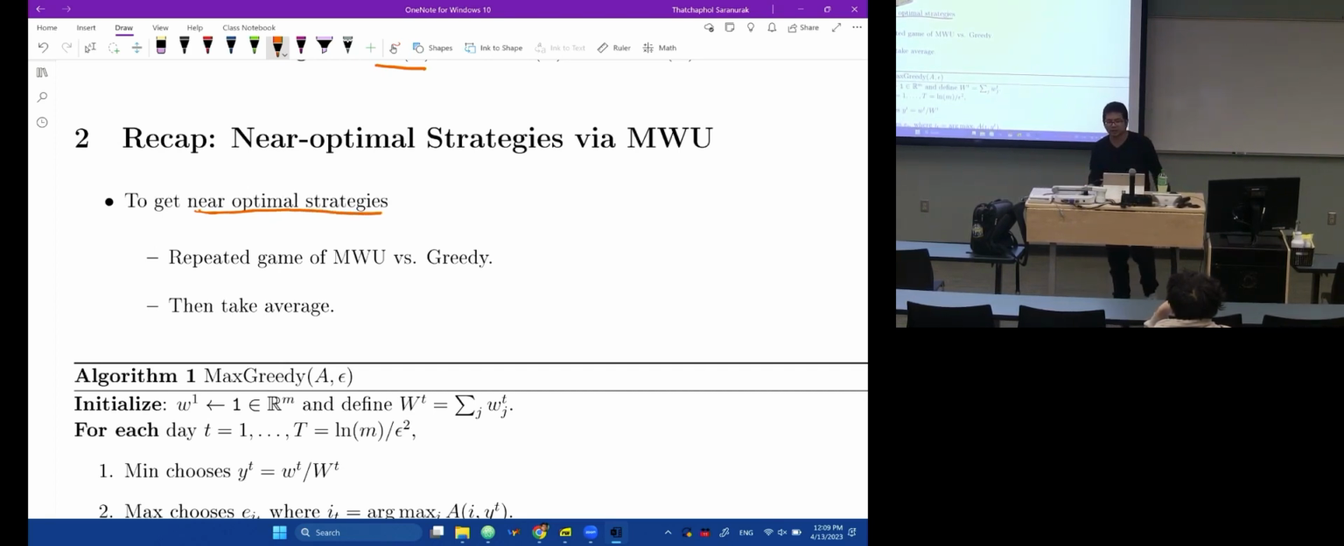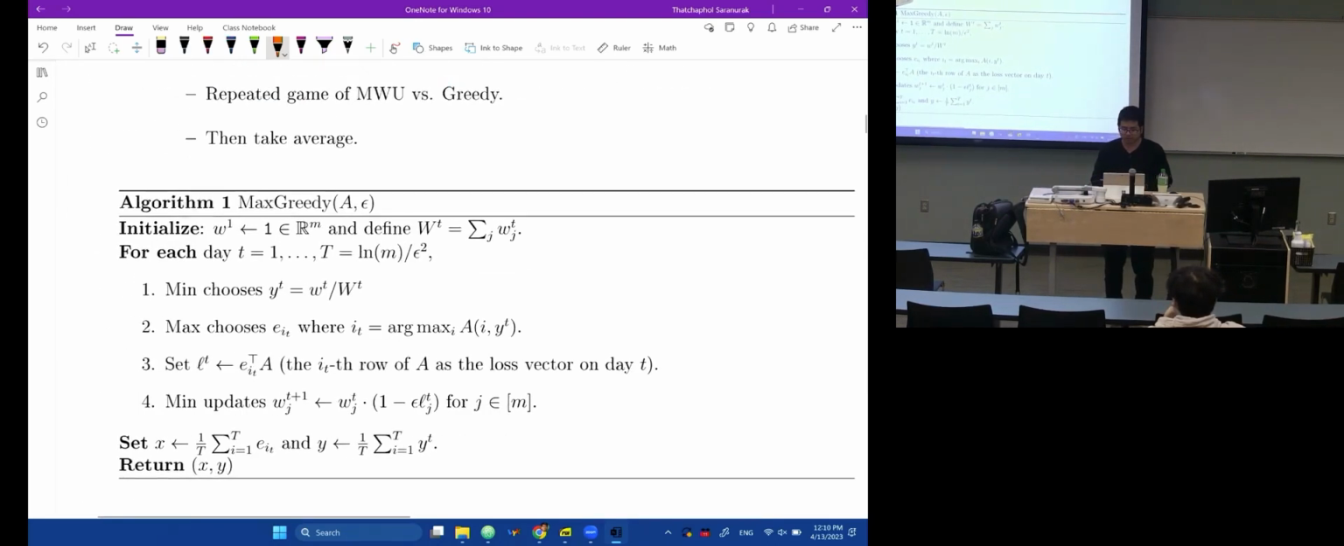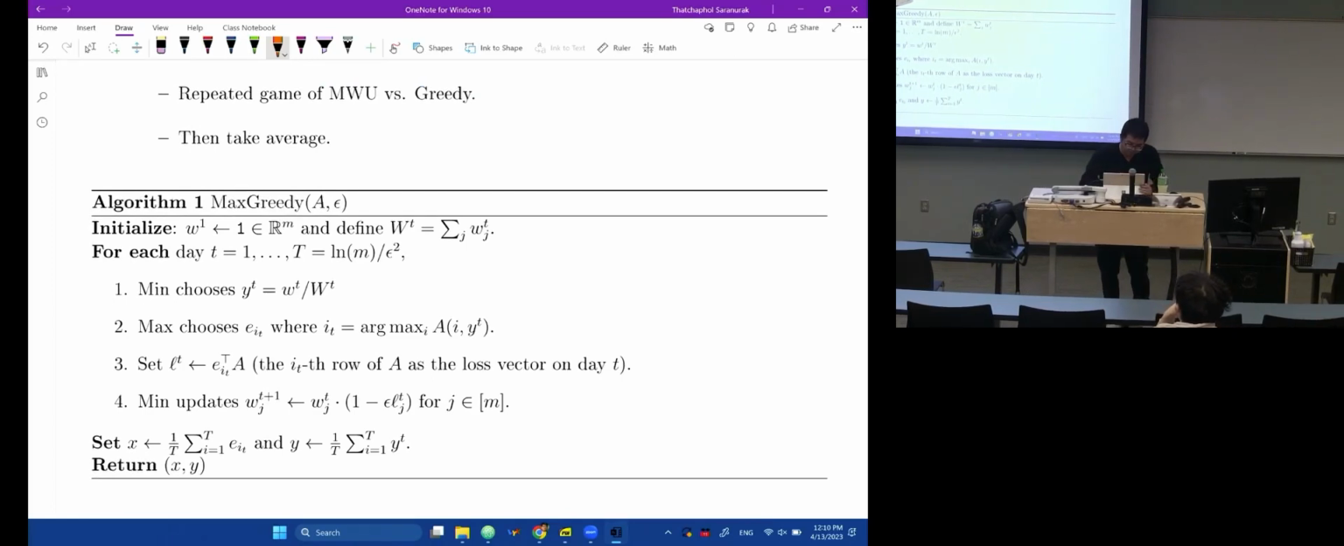And how did we do it? We just let two players play: one player chooses the distribution of strategy by following the weight update algorithm, and the other player just is greedy, and then we let them play for some rounds. And at the end, we just take the average of the strategies that they have both been playing so far. So, for example, we see this one where the max player is greedy and the min player is just weight update.